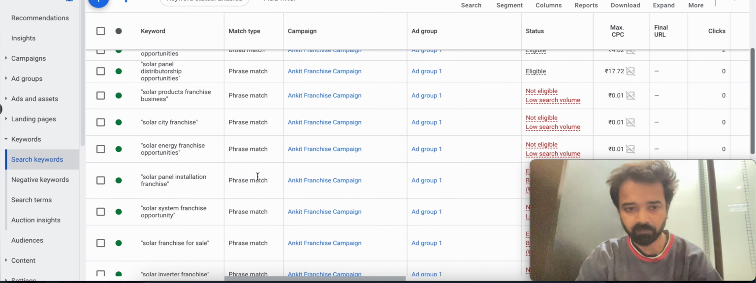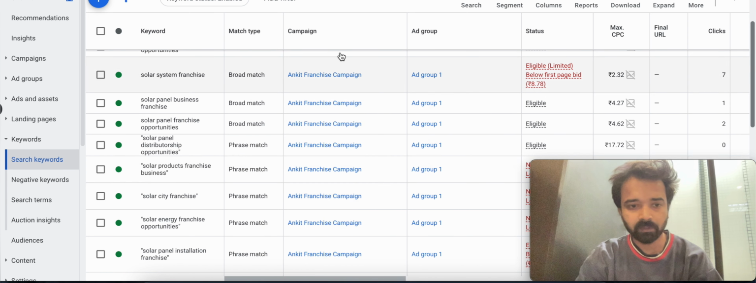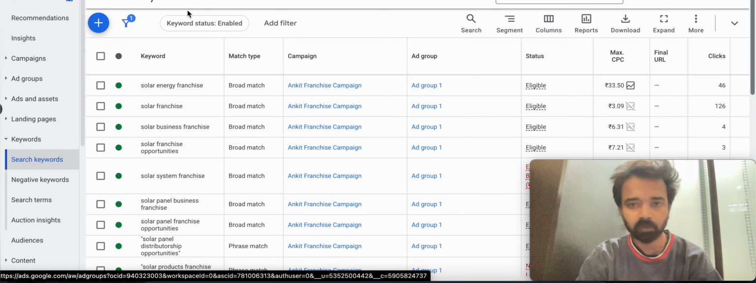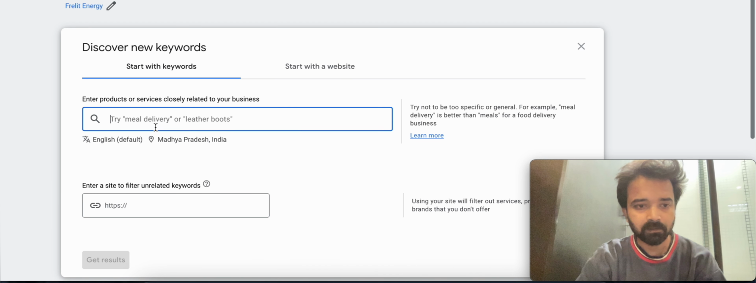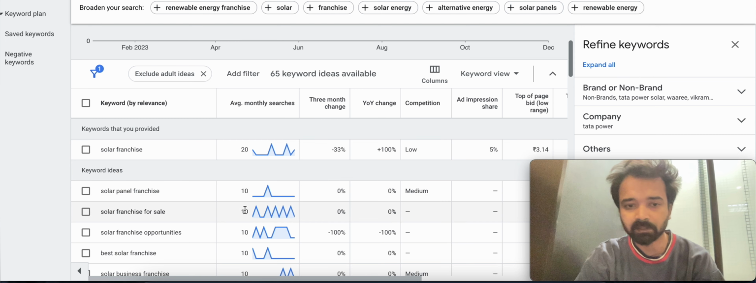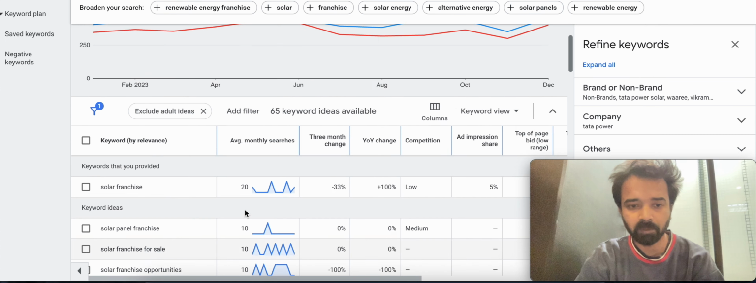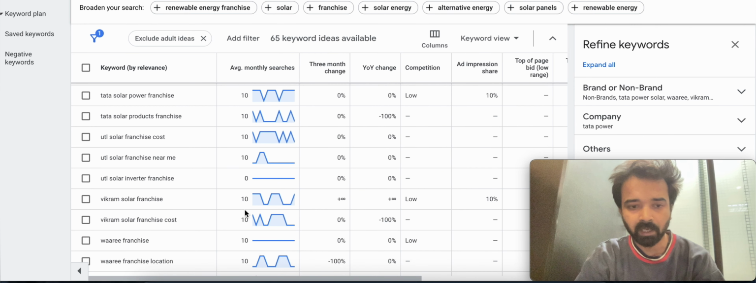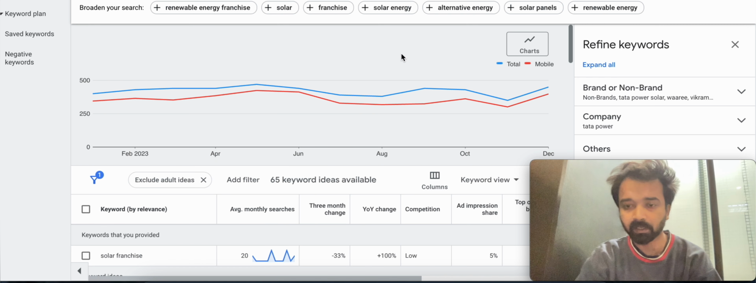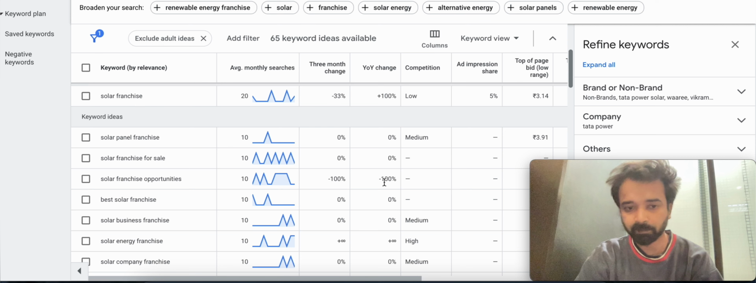These are the keywords that we are using. It is the combination of phrase match and broad match keywords. The biggest challenge in this type of campaign is, if we go to Google Keyword Planner and search one of the keywords like solar franchise, there are not many average monthly searches, all of them are below 20, below 30. None of them have a good average monthly search. So the biggest challenge when we created this campaign was that we were not expecting any result because the traffic estimation was already very low.